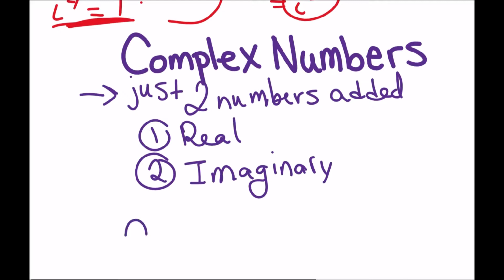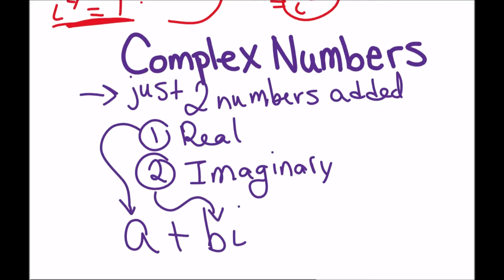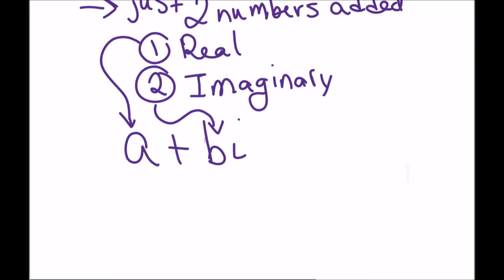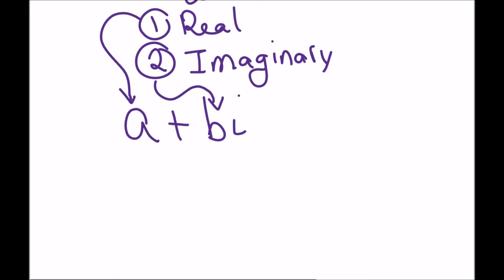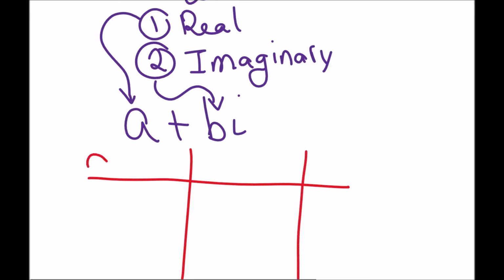And they come in the form of a plus bi, where a is our real number and b is our imaginary number. What's cool about this is actually either part can be 0 as well. And so a lot of times probably in homework, they will ask you to identify the real and imaginary parts of each number. So the best way to do this is just make a chart. And over here, we're going to put the complex numbers that we're given. We're going to then identify the real part, and we're going to identify the imaginary part.